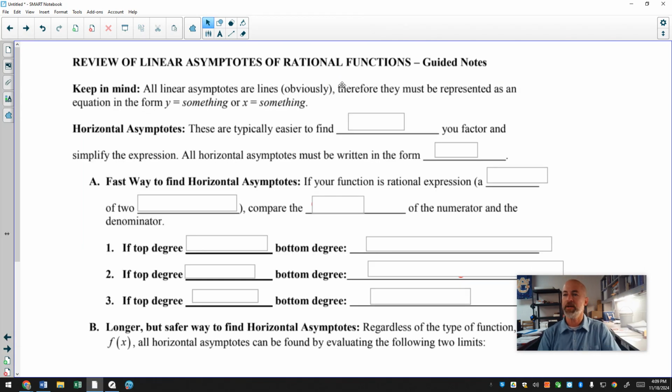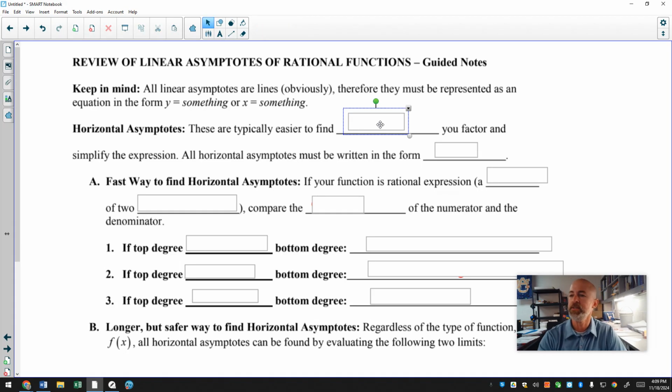So let's talk about linear asymptotes. One thing to keep in mind is that they are lines, which is kind of an obvious statement. And so when you write a linear asymptote, remember that as lines, they have to be written in equation form. So either y equals or x equals something. And we're going to start with horizontal asymptotes.